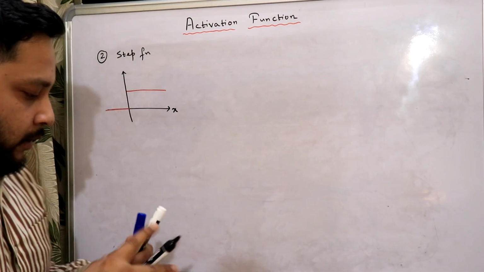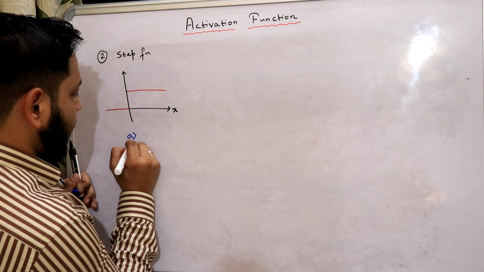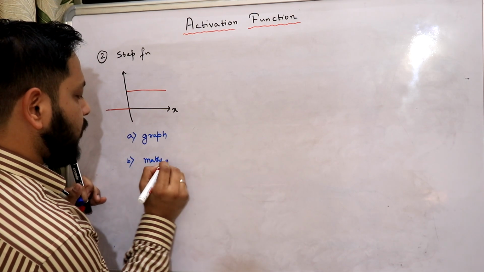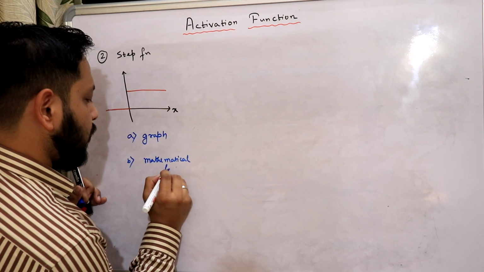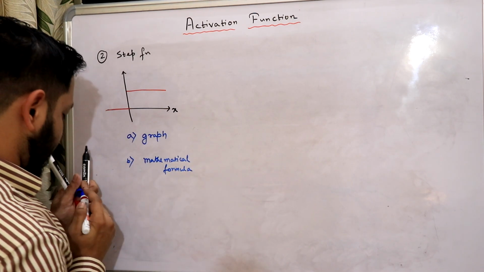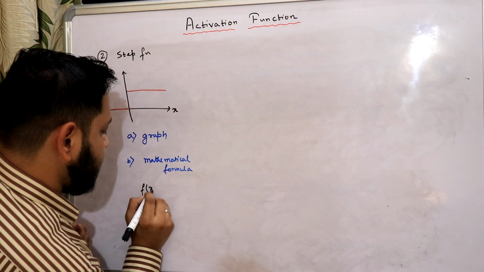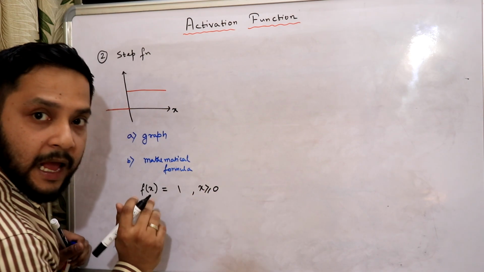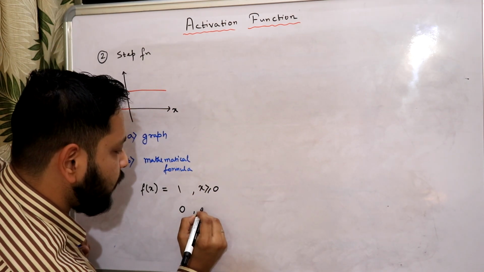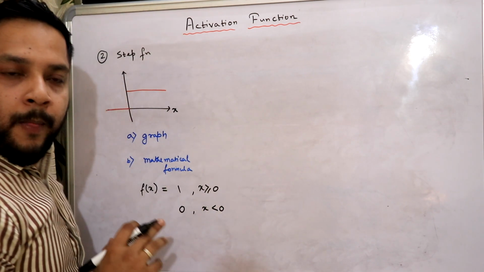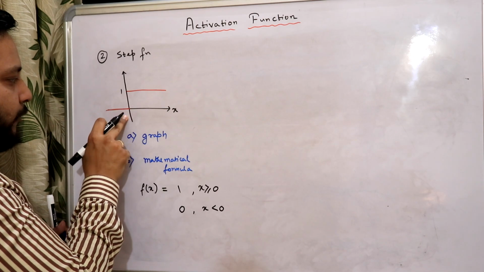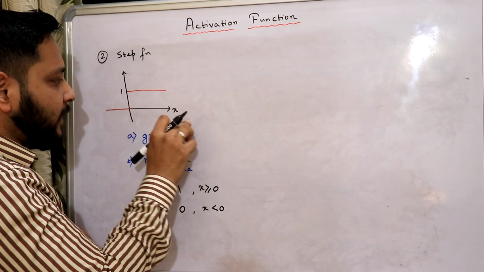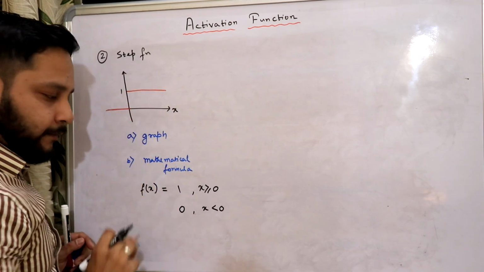The second one is the step function. This is the graph. Now let's write the mathematical formula. We can write it as f(x) = 1 for x greater than or equal to 0, and 0 for x less than 0. So when x is less than 0, the value is 0, and when x is greater than 0, the value of y is 1.